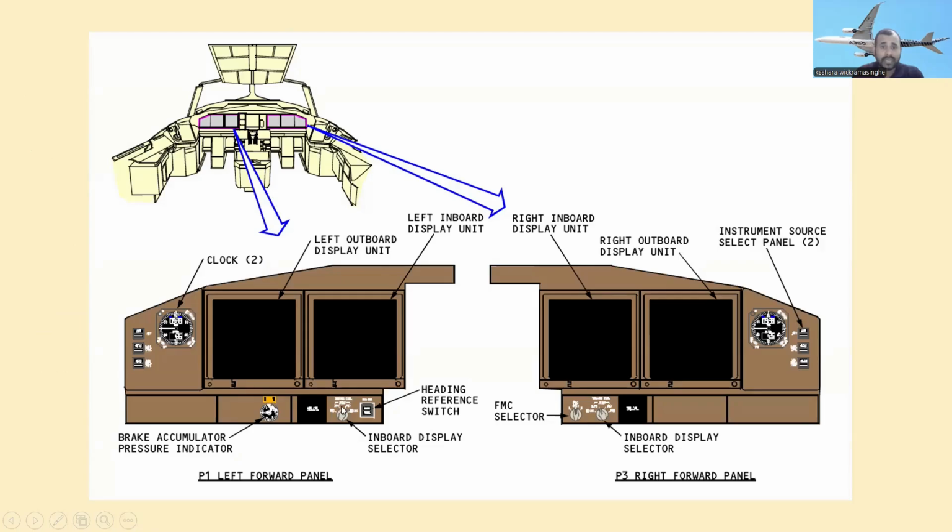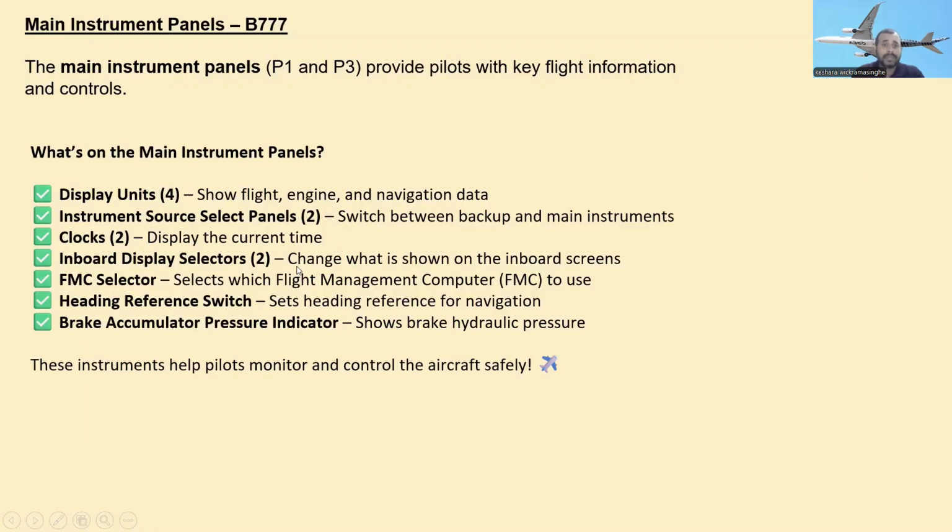This is the inboard display selectors. They have two inboard display selectors, one for captain, one for co-pilot. What is the purpose? Change what is shown on the inboard screen.